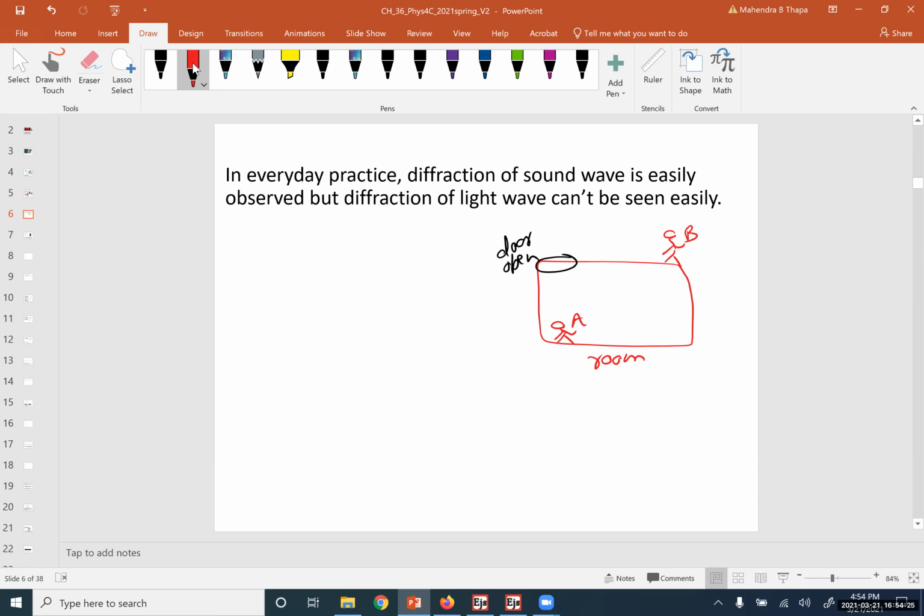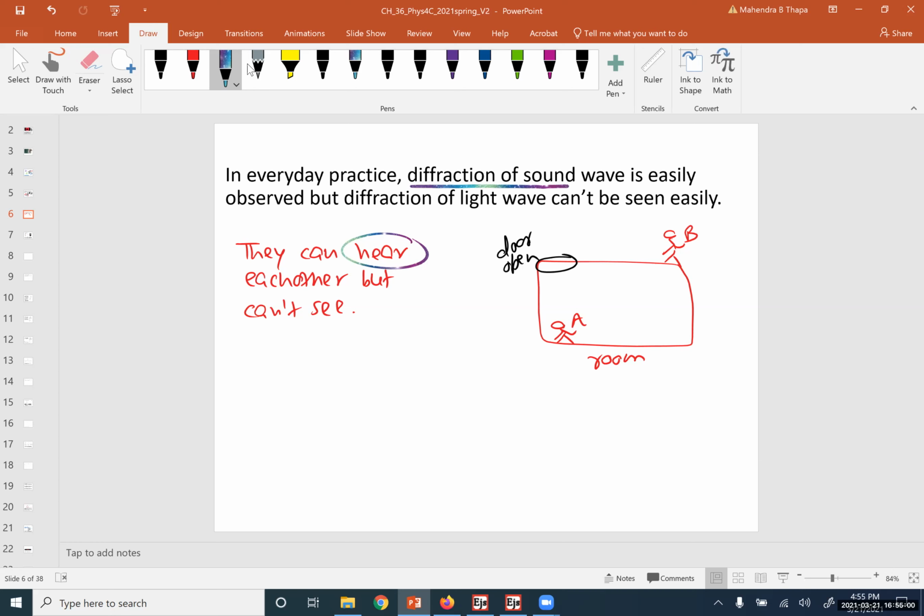So if you look at that part, we can say that they can hear each other, but can't see. Okay, so in this case, they can hear each other because of the diffraction of sound wave. Okay, and they cannot see because it is very difficult to see the diffraction of light.